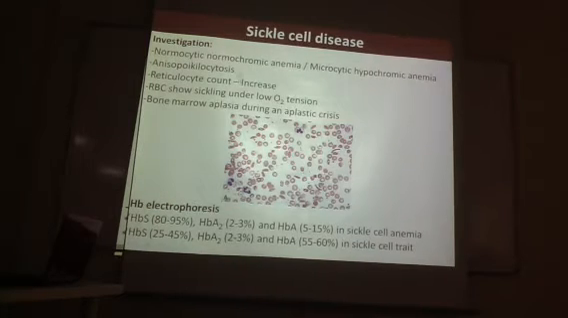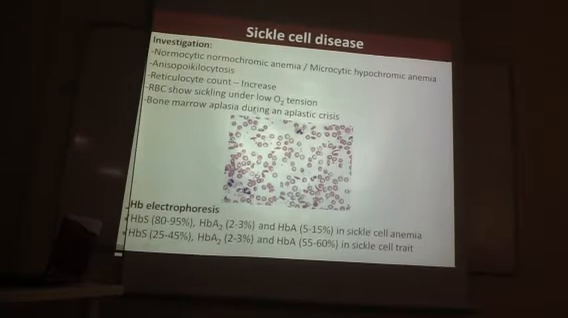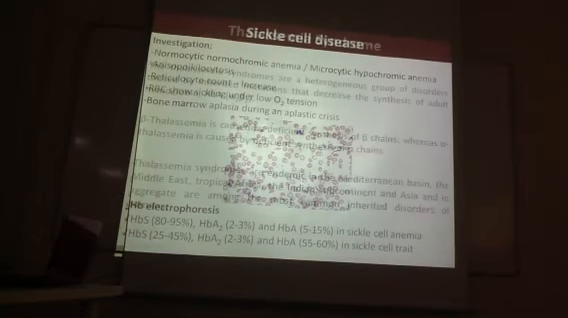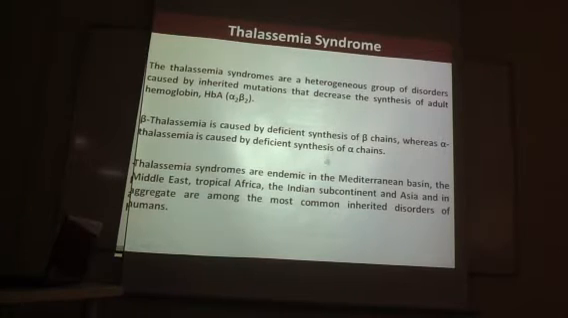How to diagnose them? Sometimes they have normocytic normochromic or microcytic hypochromic picture, and reticulocytes are increased. Hemoglobin electrophoresis is very important. When they have more hemoglobin S, they are called sickle cell anemia, so they are homozygous. Understand? If they have less than 50% hemoglobin S, they are called sickle cell trait. They are heterozygous.